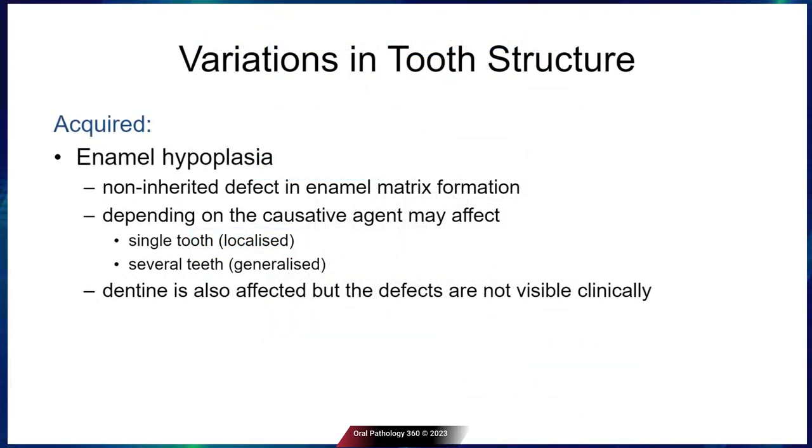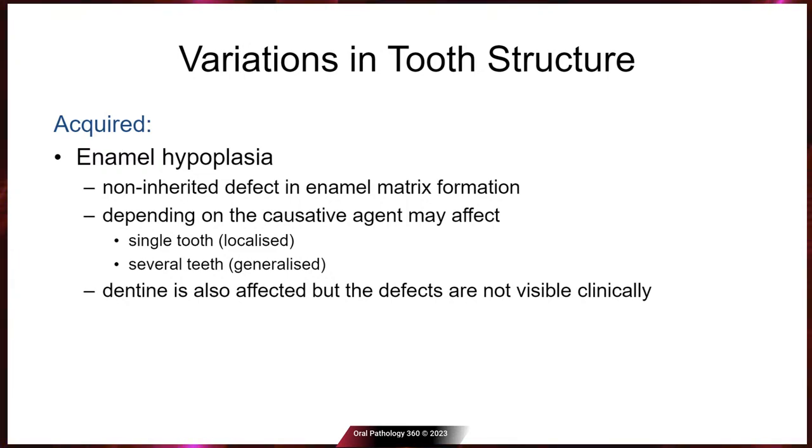So what about variations in tooth structure which are acquired? Enamel hypoplasias are, generally speaking, relatively common for a number of different reasons. Now, in order to be an acquired lesion, it has got to not be inherited, and there has then been a defect either at some point in the formation of the enamel, matrix formation or mineralization. And depending on the timing of it or the point where the insult is on the tooth, this can occur in relation to a single tooth, a localized form, for example, a Turner tooth, and a single infected tooth related to that, or several teeth when it is generalized.